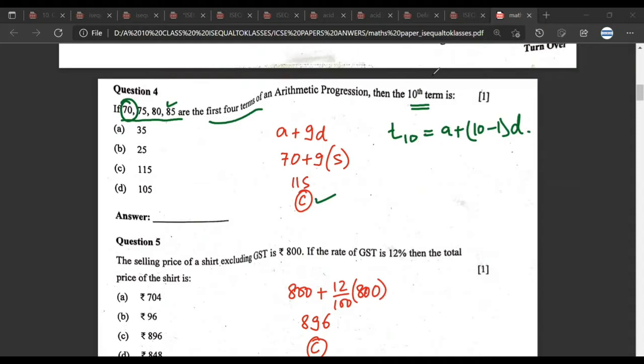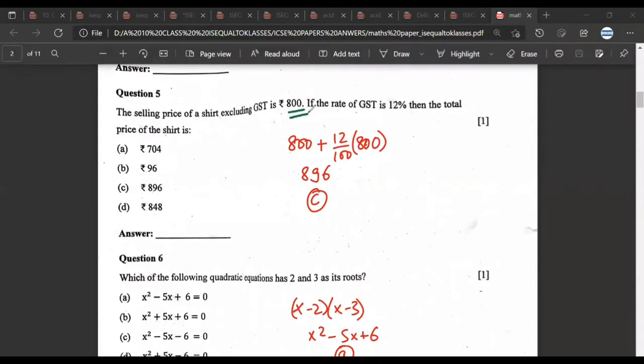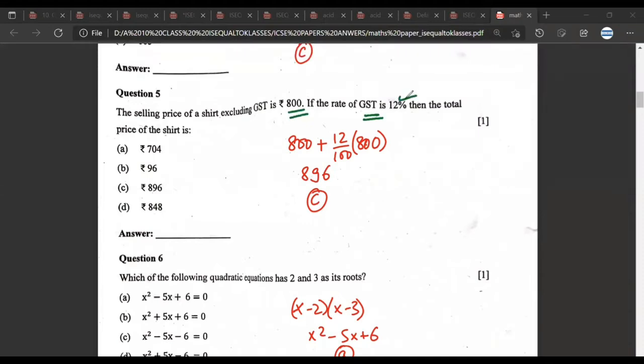Question again. Excluding GST, the selling price is 800. What is GST? GST is 12%. So 12% of this would make it 896, the total amount. This is the shirt's base price. This is when GST is added to it. So 896 would be the total price.